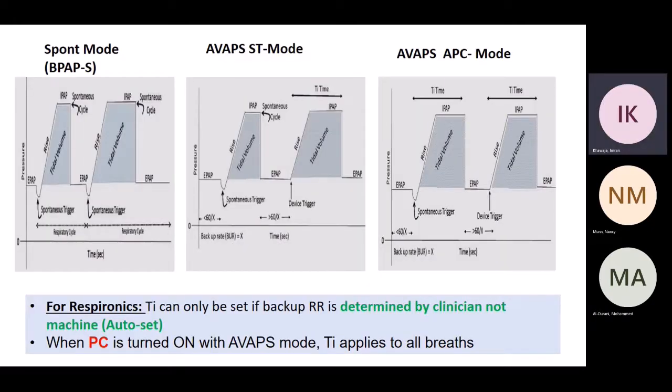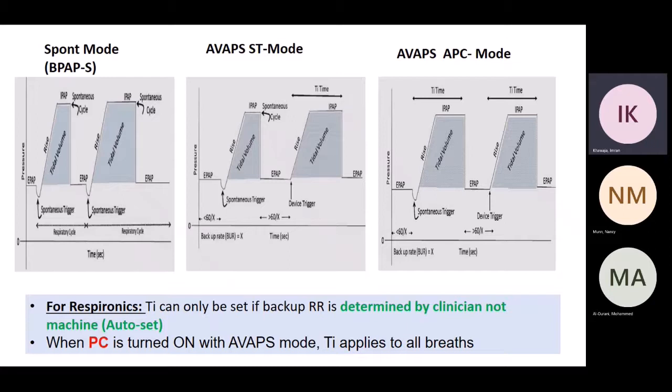So this diagram is just refreshing your memory so that you all know about the BiPAP. It's patient triggered. There is no backup rate in BiPAP spontaneous, and the patient can control when to switch from inspiration to expiration. So it's based on the patient's flow and it's completely patient related, and the patient has control on when to switch from inspiration to expiration based on the flow.